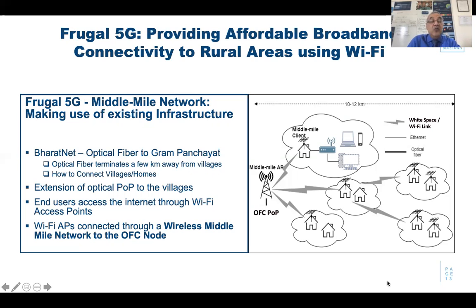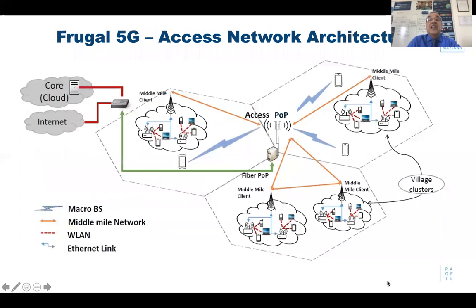End users will access the internet through Wi-Fi access points, which will be put in villages also, and all the devices are always Wi-Fi enabled. These Wi-Fi access points are connected via the wireless middle mile network to the nearest OFC node. That is how this frugal 5G will evolve, by making use of whatever existing infrastructure is there. And this is showing it in more detail actually.